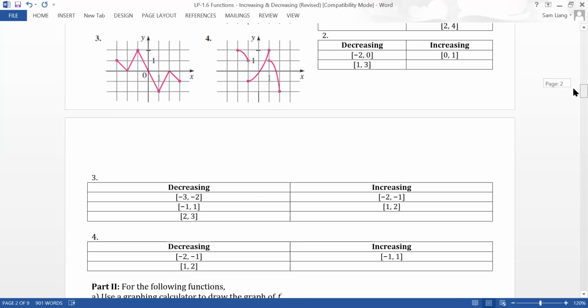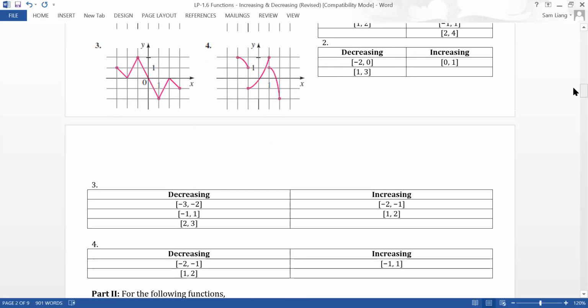All right, next we have questions 3 and 4. I guess you can still see this, which is fine. Let me just move on to question 3. So first thing is -3 to -2. It's decreasing, so that's this part, right? Then the next part is -2 to -1. That's increasing, which I wrote here. Next part is -1 to 1, which is decreasing. And then it's followed by increasing, so that's 1 to 2. That's the second portion that's increasing. And lastly, you have 2 to 3, which is decreasing as well.